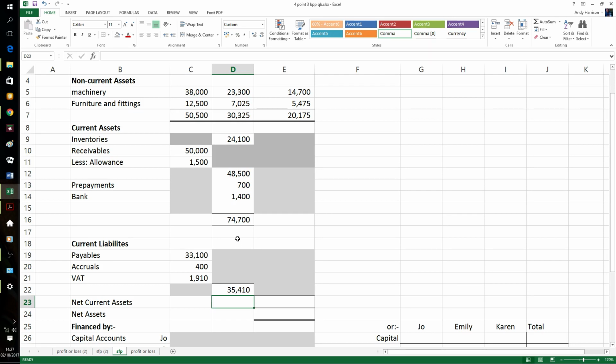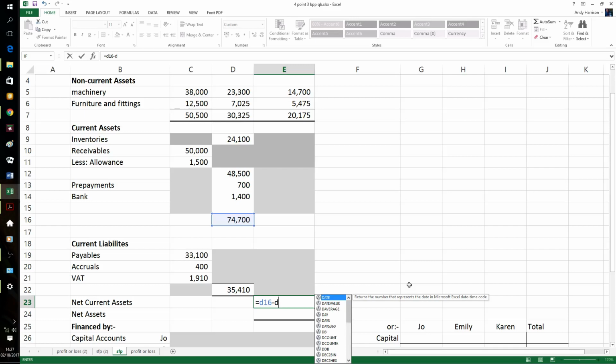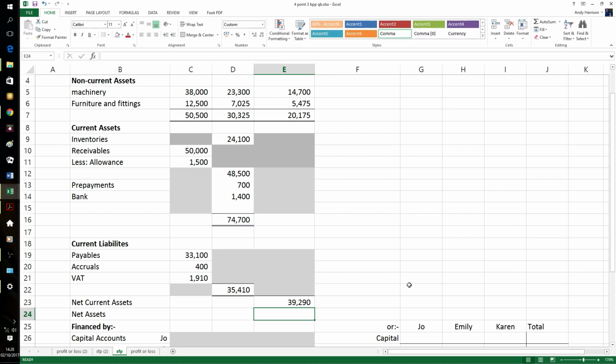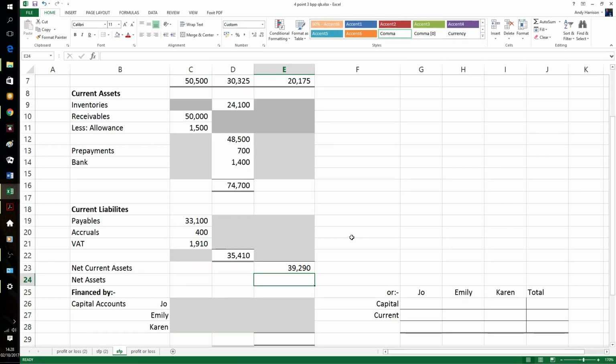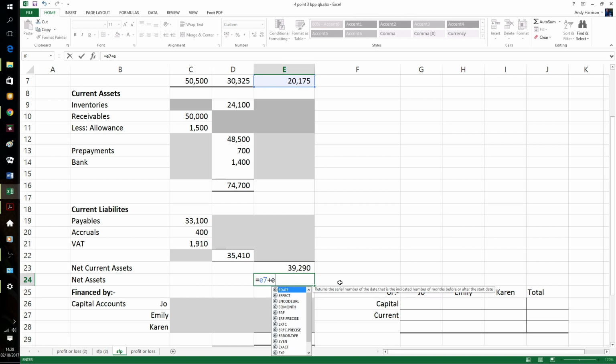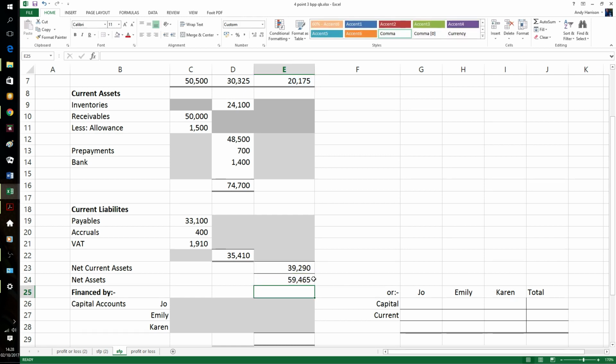That's the value of our current assets, and our net current assets is our current assets minus our current liabilities. Working capital, some people call that. Quite a good name for it. It's the amount of money that you know you've got to play with in the business. And the net assets, so the book value of the business, is our non-current assets balance plus the net current assets. So 59,465 should balance with the capital and current accounts.